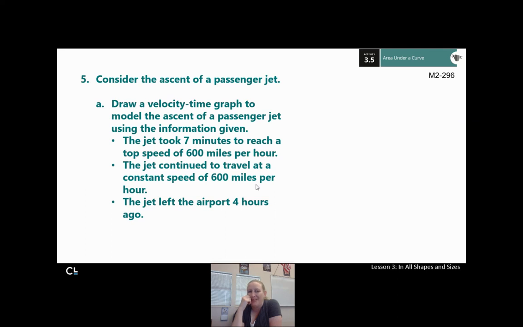Hit pause. See if you can make this work. It's pretty similar to the last one with a few key differences. See if you can make this work, and then hit play when you're ready to check your work.